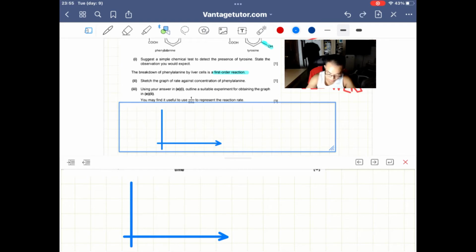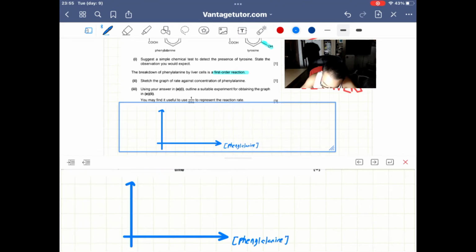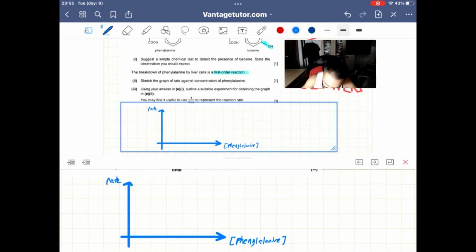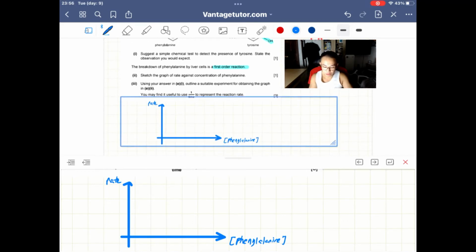Okay. So now I know that this is rate against concentration. So concentration of phenylalanin. And then this is my rate. Okay, so I'm looking for a first order reaction. That means as my concentration of phenylalanin increases, my rate increases proportionately. And most importantly, it must pass through the origin. Okay, so now knowing this, I know that it's proportionate.